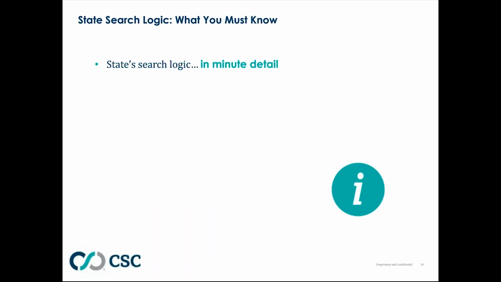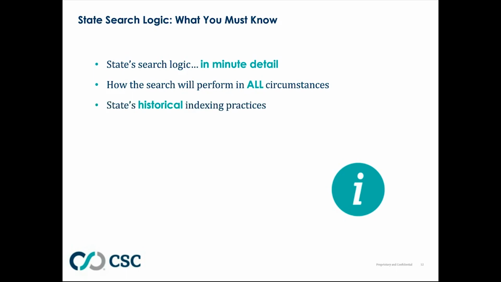State search logic, what you must know. Look at state search logic in minute detail, how the search will perform in all circumstances, and also at states' historical indexing practices. What we use in CSC Financial Online, in the Search Center, is truncated search criteria, as a way to capture all name variations and any kind of deviations from that name. Sometimes names get indexed incorrectly at the state jurisdiction, so we do as much due diligence as possible with those names.